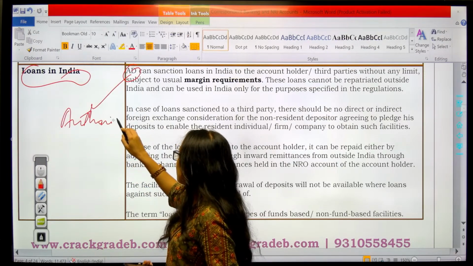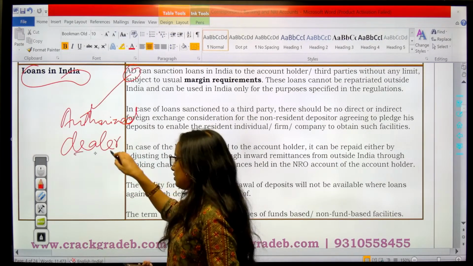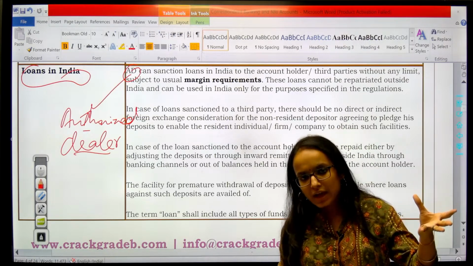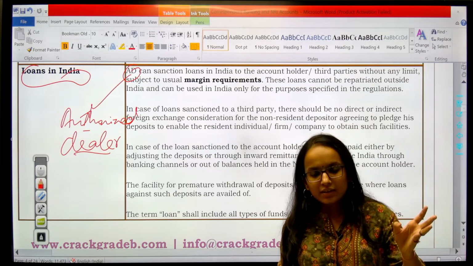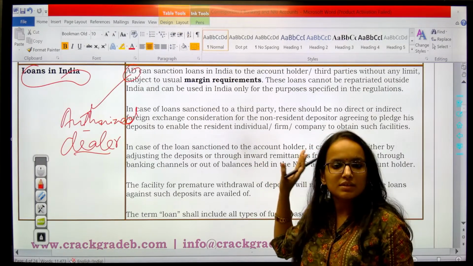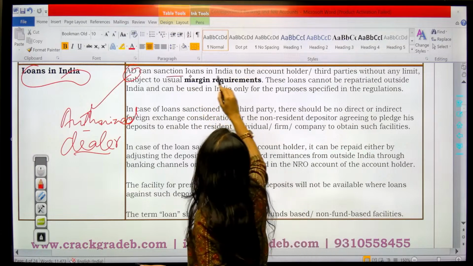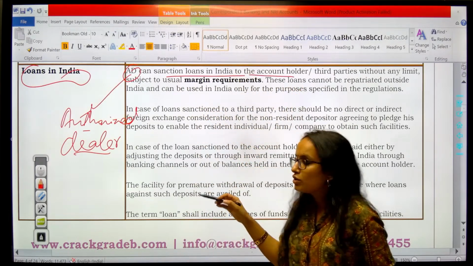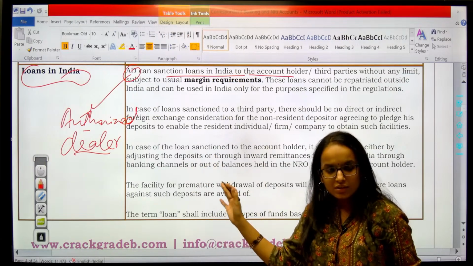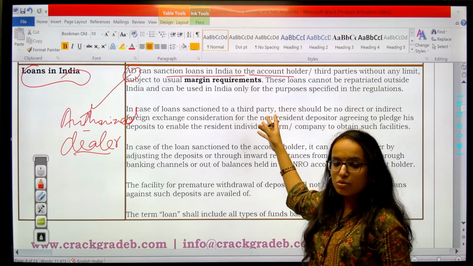Who is an authorized dealer? Basically it can be a bank, or a financial institute authorized by the RBI to do all these things. Clear? Now, AD can sanction loans in India to the account holder. So these banks, these authorized dealers who are working as correspondent banks, can sanction loans to these account holders in India.